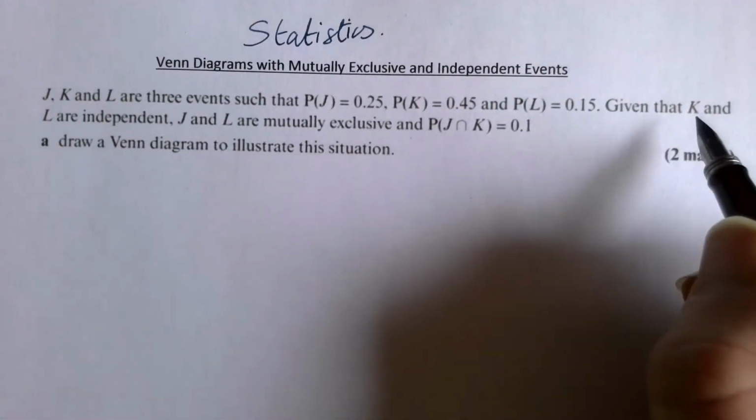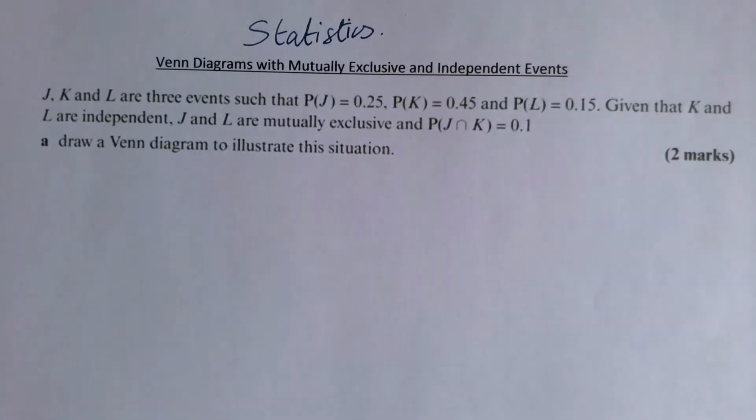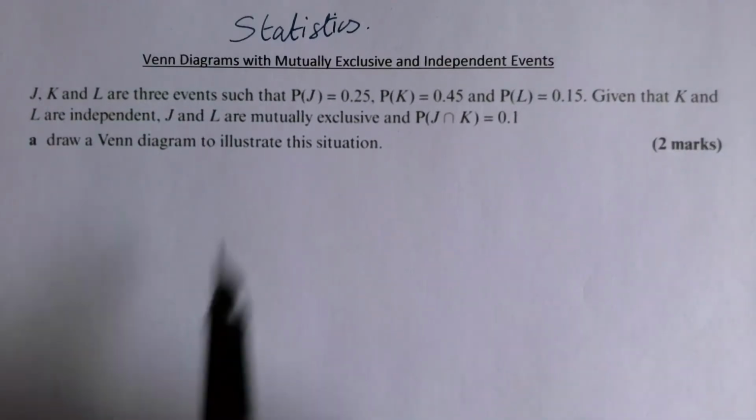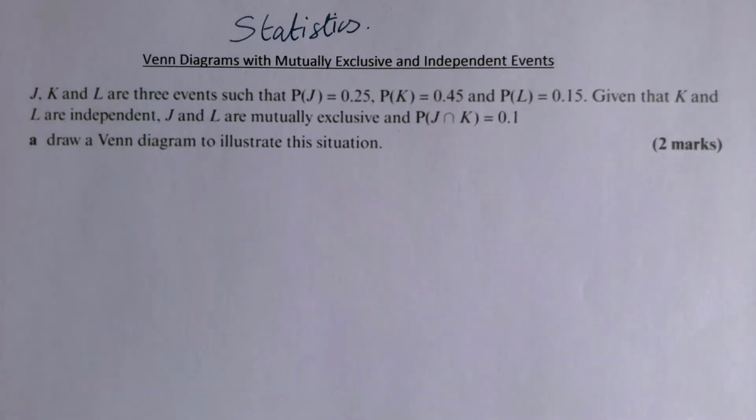and K and L are independent of each other, which means that the chance of one happening doesn't affect the chance of another happening. It means they can both happen at the same time, which is not true for J and L, as they are mutually exclusive. The one we haven't got here is conditional, so we don't need to worry about that. Mutually exclusive means, though, if one happens, another can't.